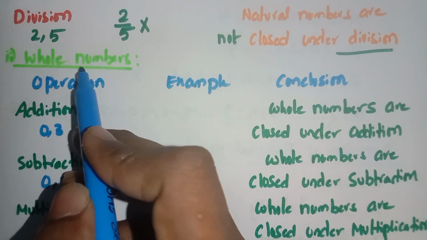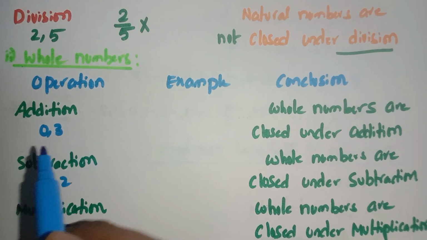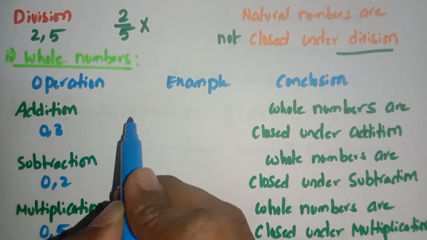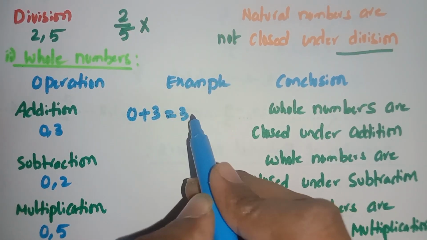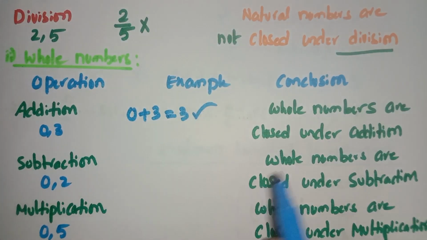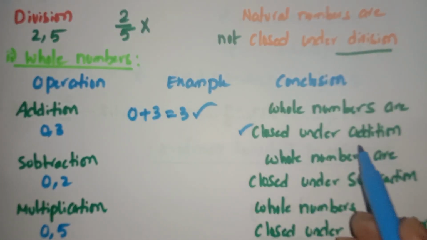Closure property with respect to whole numbers. First one, addition. Let us choose 0, 3, and if we add these two, 0 plus 3, that is 3, which is again a whole number. Thus we can conclude whole numbers are closed under addition.